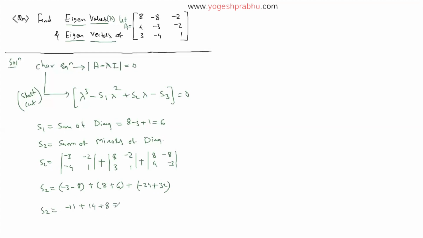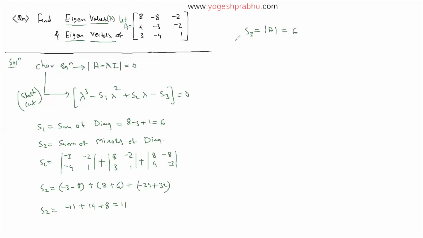So if I sum them up, minus 11 and 14 is going to give me 3, and 8 and 3 is going to be 11, right? So S2 is 11. I found out S2. Now next is S3. Now S3 is nothing but the determinant of A. So given the matrix, you will simply take a determinant, and that is the exact value of S3. And to find the determinant, you can use a calculator. It will directly give you the answer. And if I find the determinant here, this value is 6.